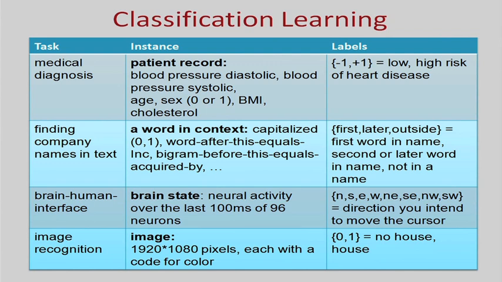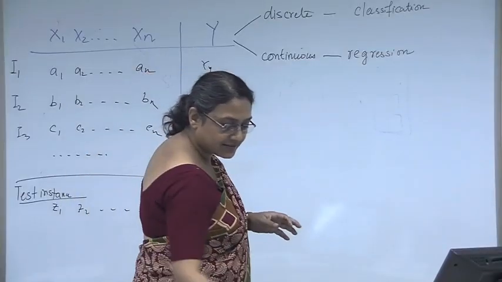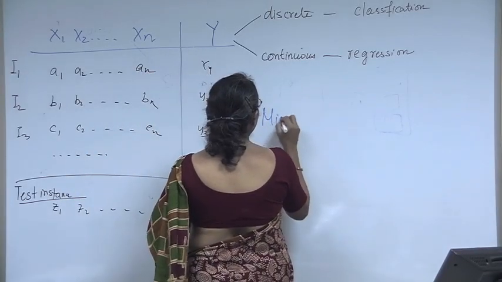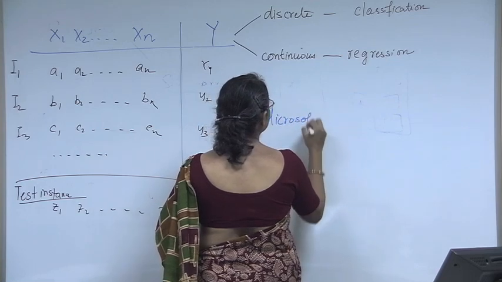And the output labels are first, later, outside. That is, if it is a company name, is it the first word in that name? Is it inside a company name? Is it outside a company name? For example, in a running text, you may have Microsoft Corporation.